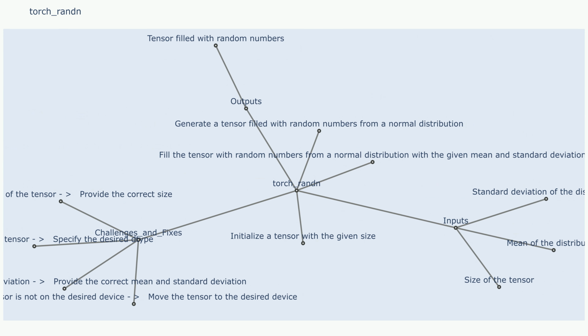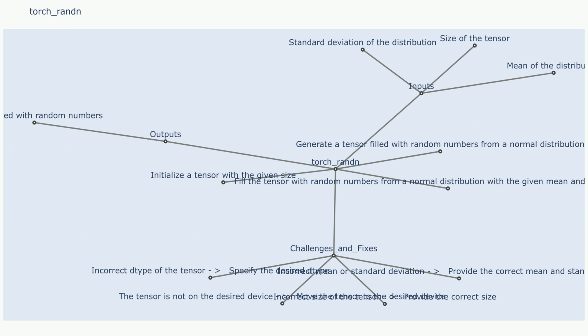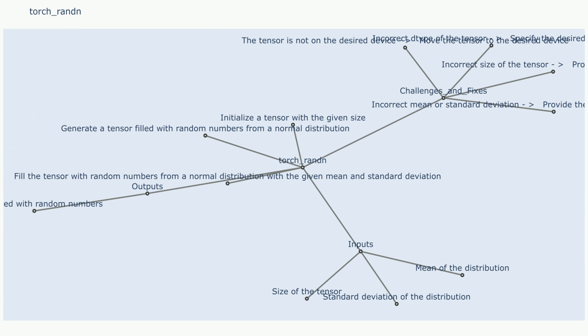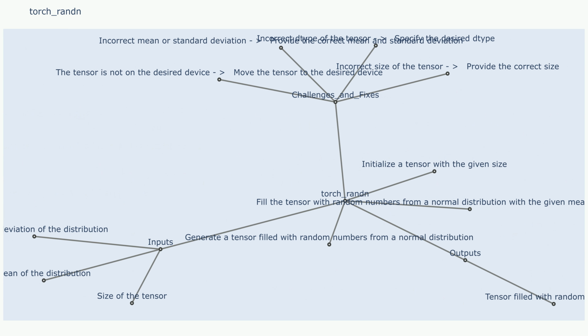Steps. Initialization. The function initializes a tensor of the specified size. Random number generation. It populates the tensor with random numbers generated from the standard normal distribution. Challenges and fixes. Challenge 1. Understanding the distribution. Sample use case: trying to generate numbers from a different distribution. Fixes. Scaling and shifting. Use torch.randn to generate the base random numbers. Then apply scaling and shifting to achieve the desired mean and standard deviation.